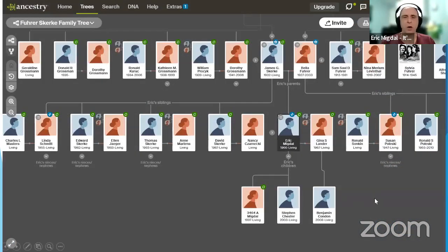So this is just part of my tree. I just wanted to show you what it looks like and how I added some of the people into my family, including the Grossmans that we mentioned in the obituaries, which is my biological father's siblings.